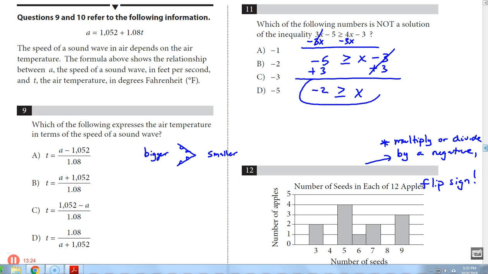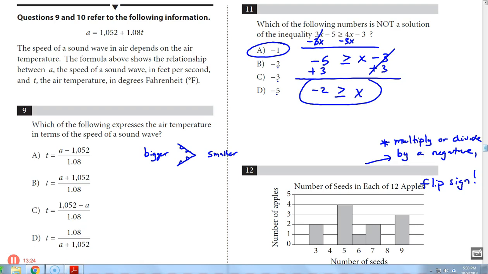But now I got to interpret this answer. You know, x is smaller than -2 or equal to. So looking at these numbers, all of these numbers are smaller. -5 is less than -2. -3 is less than -2. -2 is equal. So the only one that doesn't work is -1 there.